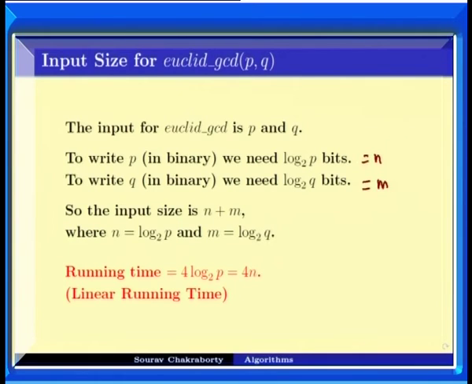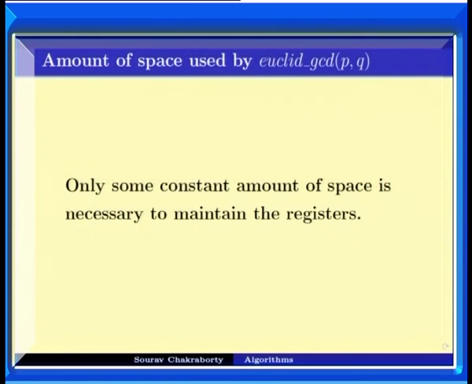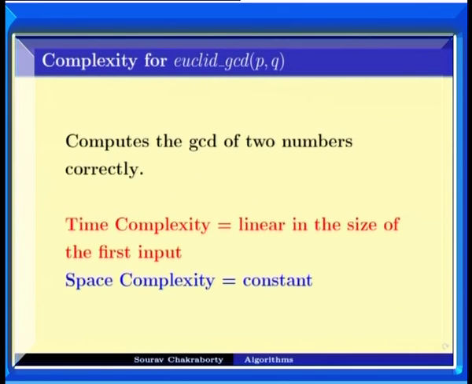Recall that in the earlier algorithm that we had, what was the run time? The run time was something of the order say 4 p instead of 4 log p, which was exponential in n or log p base 2. So thus we have improved from an exponential run time to a linear running time. What about the space complexity? The space complexity is again constant, because all we need is some registers to maintain, there is nothing else to maintain here. So we have time complexity as linear and space complexity constant.